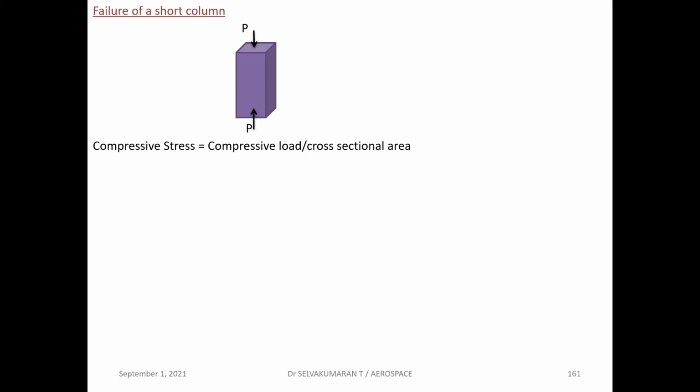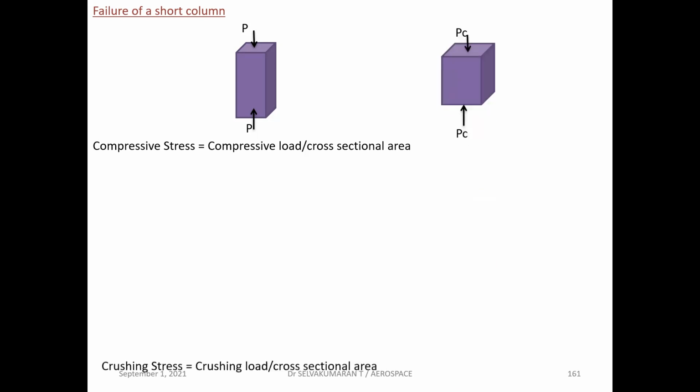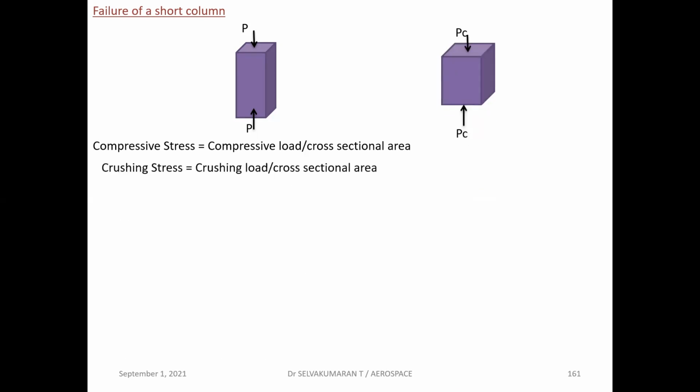When you keep on increasing the load P, at some instant, the member will crush. So I can call that load the crushing load, and crushing load divided by cross-sectional area we call the crushing stress. Hence, all short columns fail due to crushing. This is the conclusion: all short columns fail due to crushing.